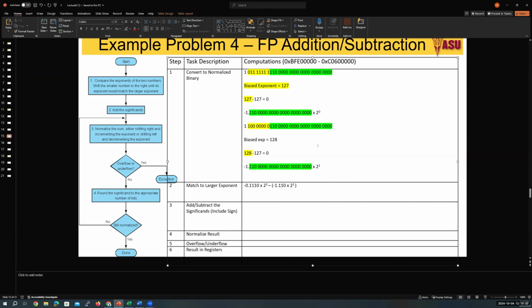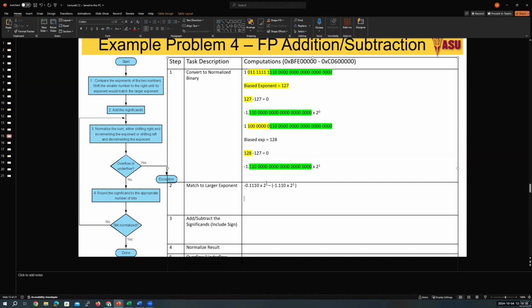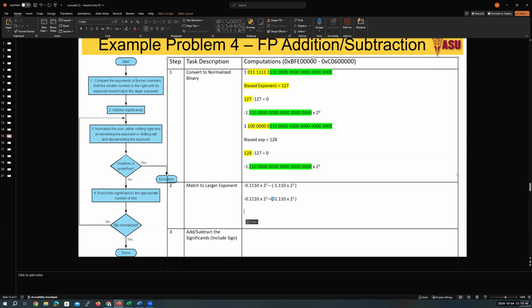Okay, so we've matched the larger exponent, but you can see that mathematically speaking, this is exactly equal to the first part plus the second part, right? So I'm going to make it that way so that it's easy for all of us to understand. So instead of minus negative something, we can just make it a plus. Right.